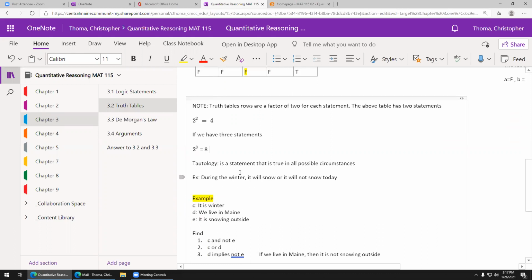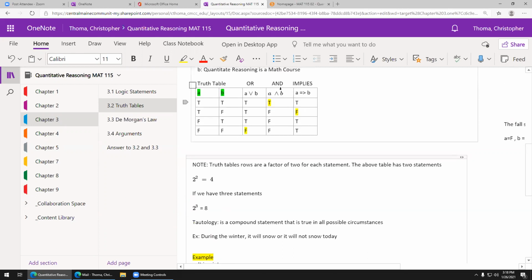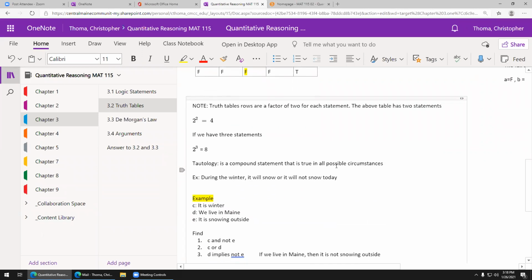So a couple definitions. A tautology is when you finish your truth table and the compound statement is true in all circumstances. So it says statement, but it really should say compound statement. I've created a compound statement and my truth table ends in all truths. So as for my little ones I have up here, these aren't tautologies. None of them ended in all truths, okay? So a tautology is true in all possible circumstances.